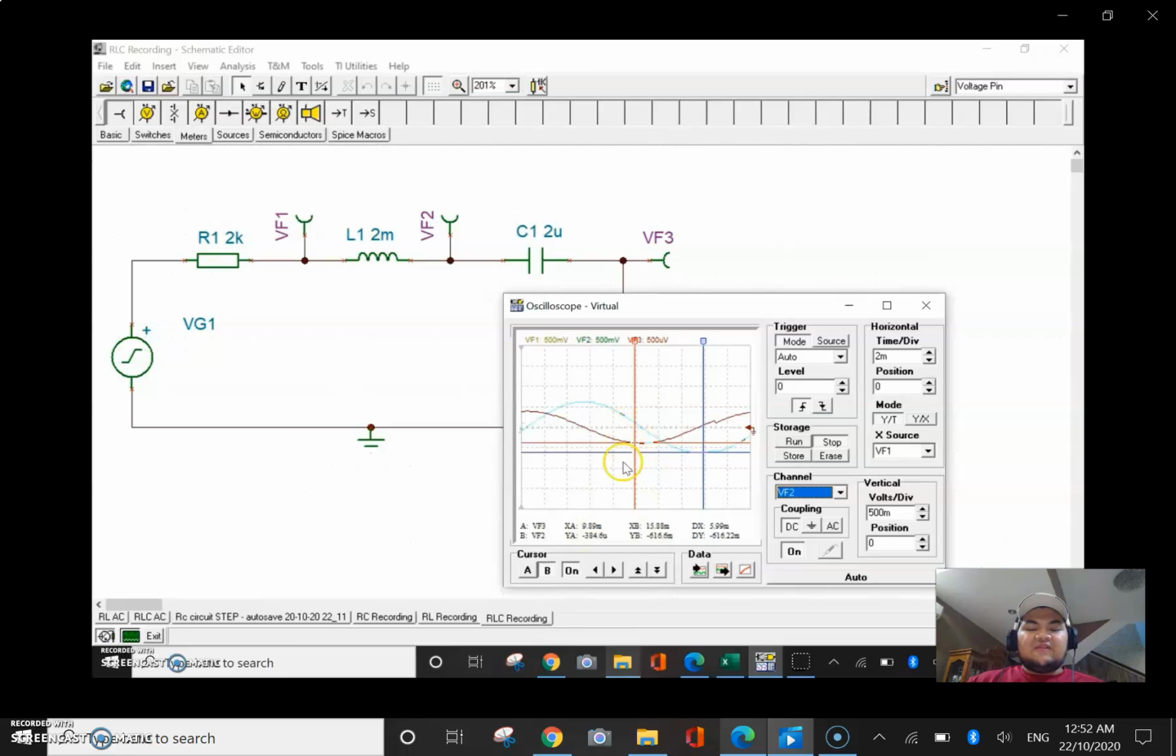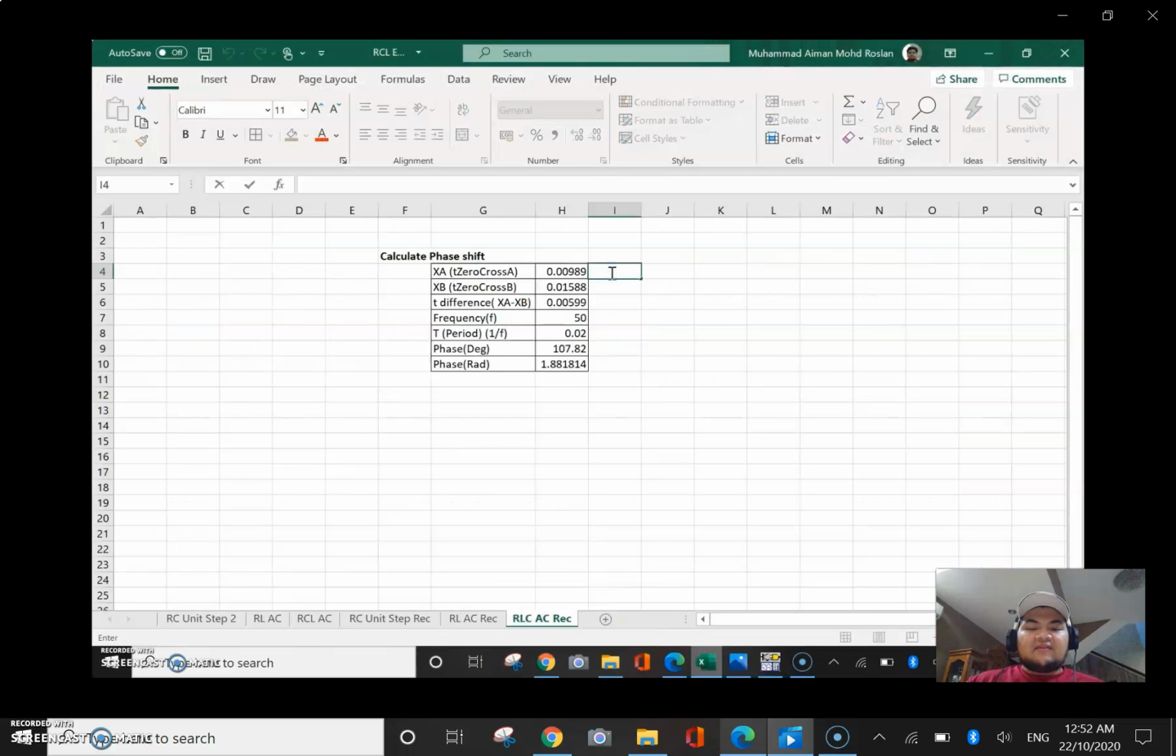Here again, we will get the values as XA and XB. And again, we can transfer them to the Excel sheet where we can calculate the T difference, and from there we can get the period from the frequency, and using the same formula, we will get the phase shift in degrees and in radians.